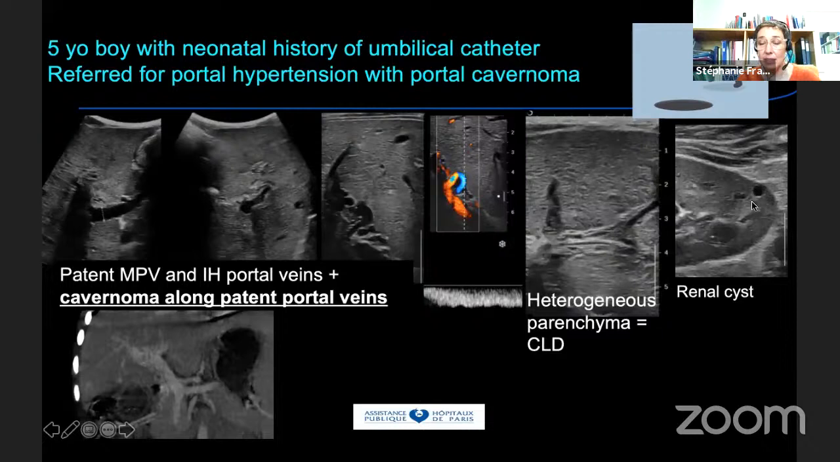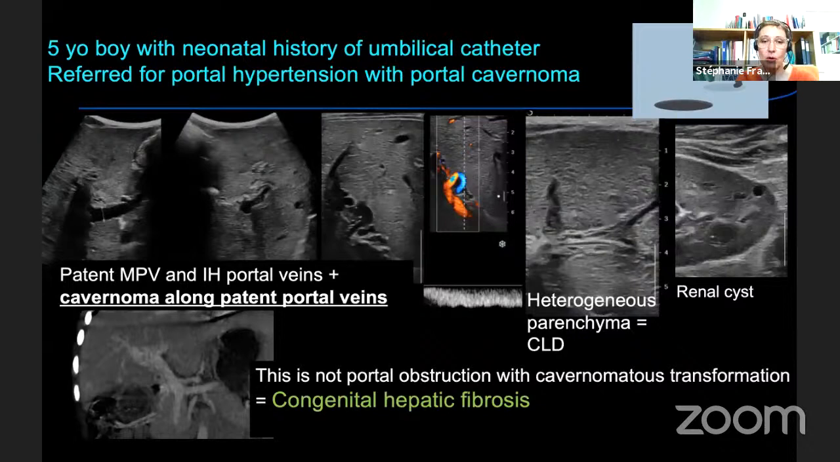He has a heterogeneous parenchyma, so it's a sign of chronic liver disease, with a cyst in the kidney. And you can see here very clearly on the CT scan, the coronal view, that there is a patent main portal vein and a cavernoma along this patent main portal vein. So this is not a classical cavernoma secondary to portal vein obstruction, but it's an aspect typical of congenital hepatic fibrosis. And you will make the diagnosis with your ultrasound exam.